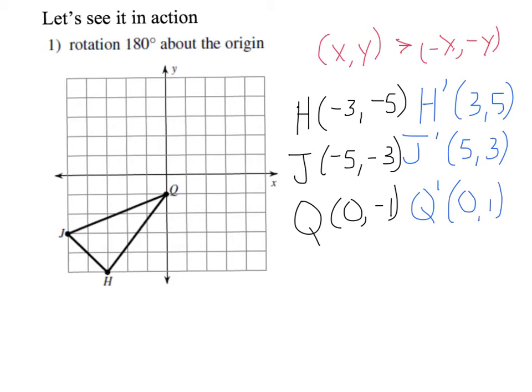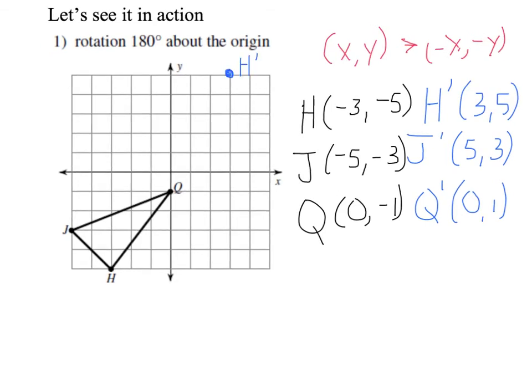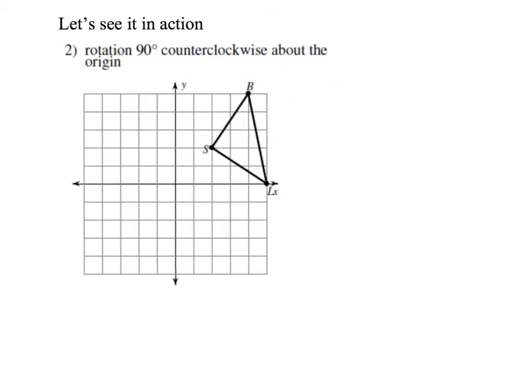Any ideas what I would do now? Hopefully you realized I need to graph the points. H prime would go at 3, 5. J prime would go at 5, 3. And Q prime would go to 0, 1. And now what I do is connect the dots. And here we have our triangle rotated 180 degrees.